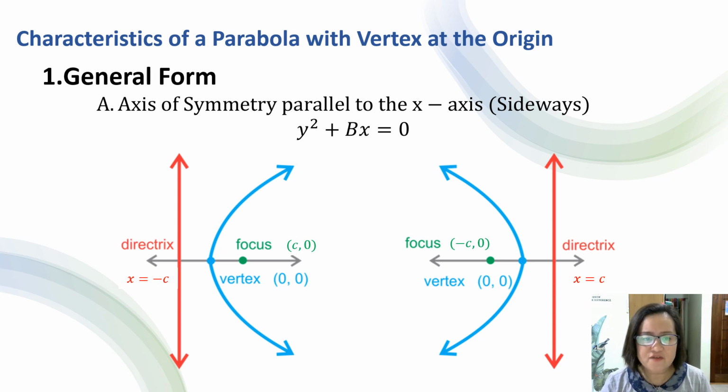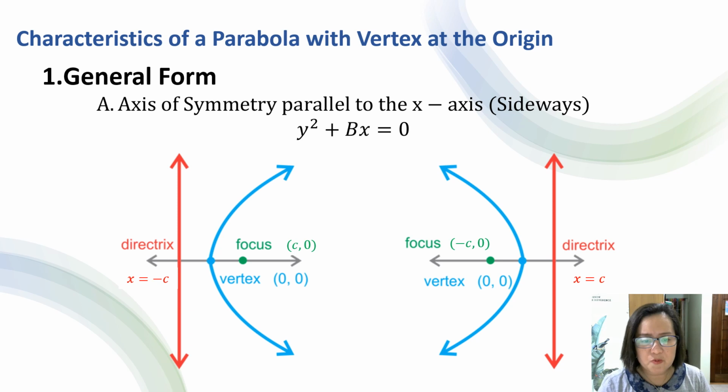If we have a parabola with axis of symmetry parallel to the x-axis, or in other words, the parabola opens sideways, its equation is given by y squared plus bx equals 0. We may sketch the graph of the given parabola. It may open to the right or to the left.